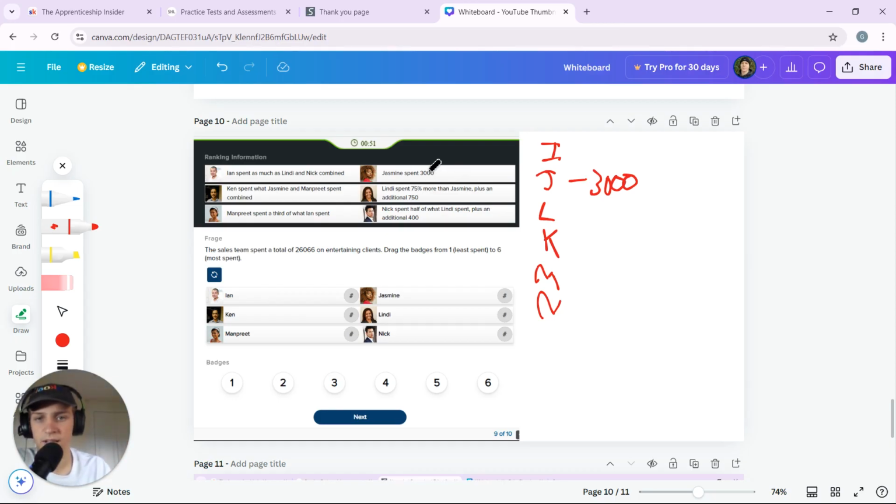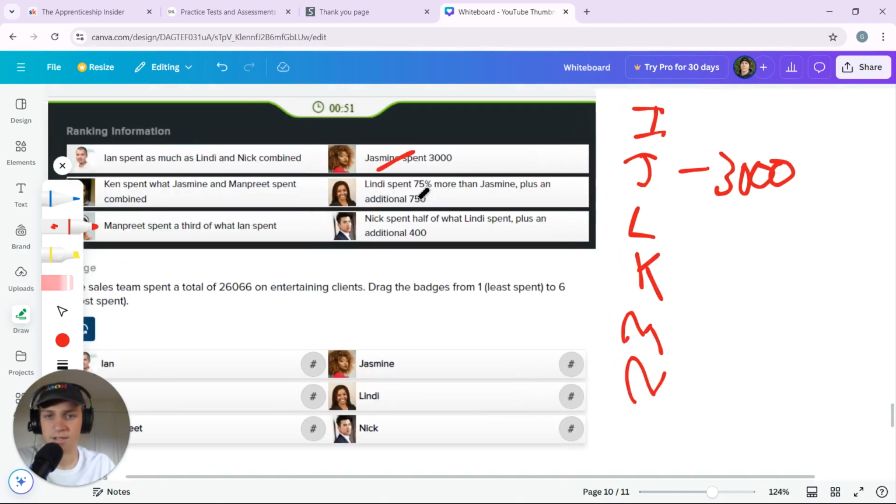So now we're going to look to see if anyone there has what Jasmine has done. If it mentions Jasmine, because Jasmine is what we know. So Lindy, she mentions Jasmine. Let me zoom in a bit just so it helps. Lindy spent 75% more than Jasmine plus an additional 750. So the calculation is 3,000, which is what Jasmine did, times 1.75, that's how you do 75% more, plus 750. And that's going to give us 6,000 on Lindy. Okay, boom. Thank you, Lindy.